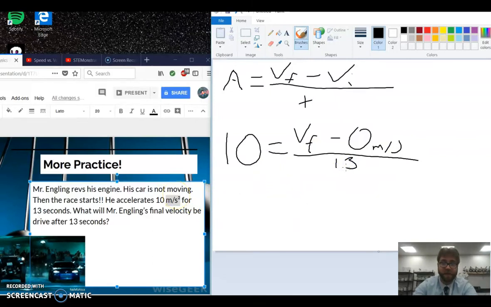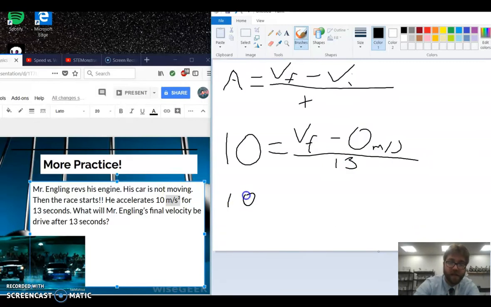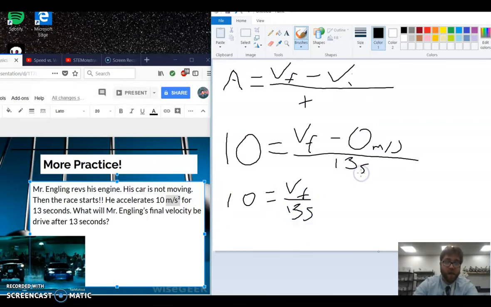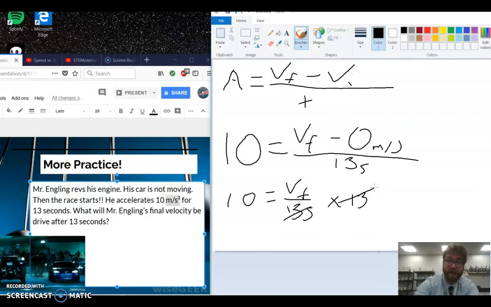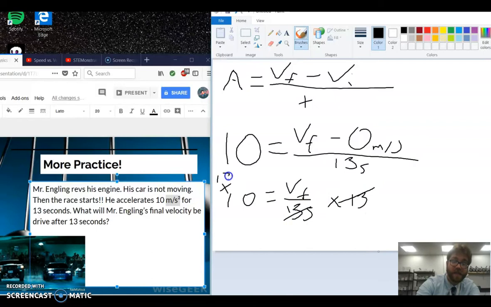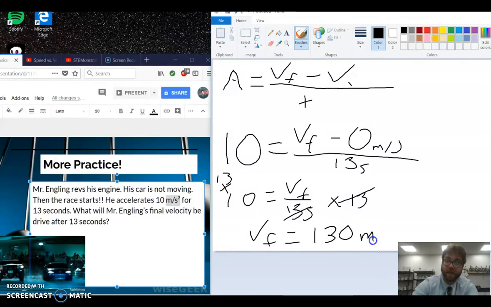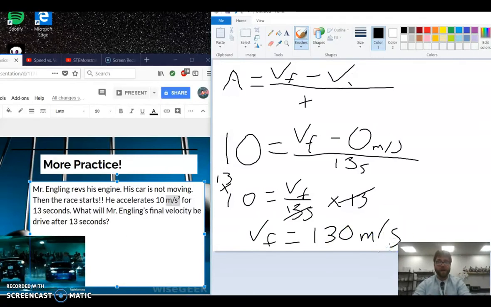All right, now if we simplify things, we have 10 is equal to VF over 13 seconds. Now, we need to simplify some variables here, right? So we need to find VF, so we're going to multiply both sides by 13. That's going to get rid of 13 on one side, and it's going to isolate VF by itself on one side, which will give us VF is equal to 130 meters per second. All right, that's an example of an acceleration problem. It works pretty well.